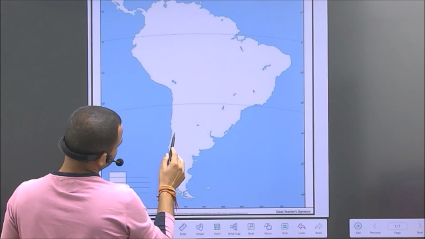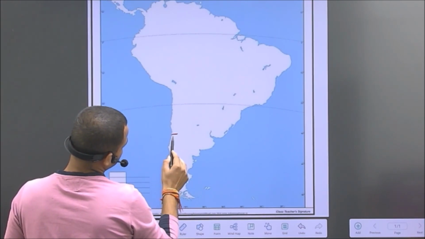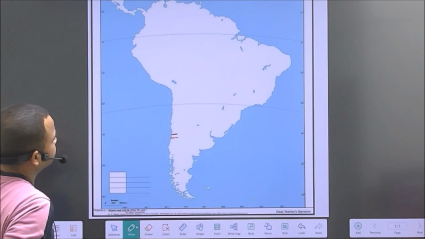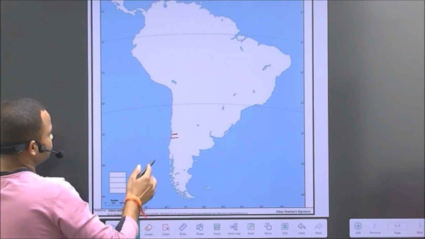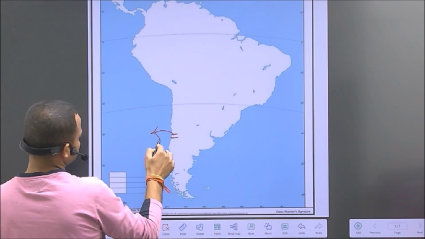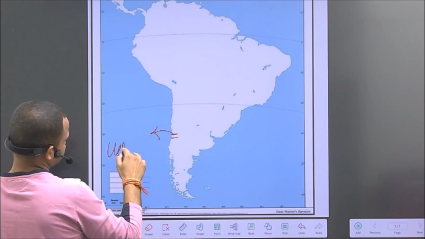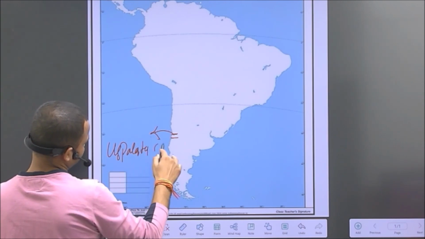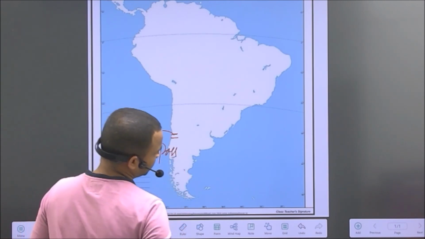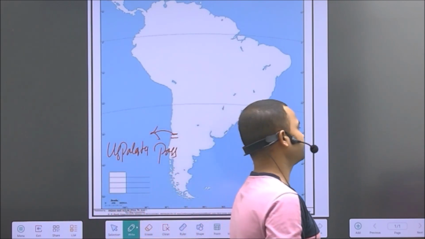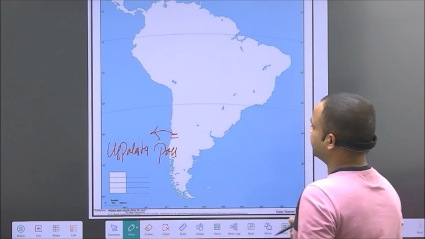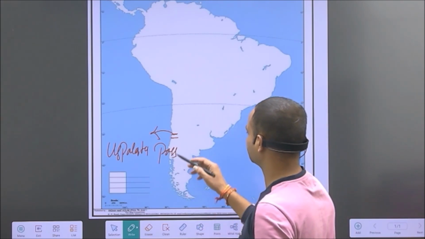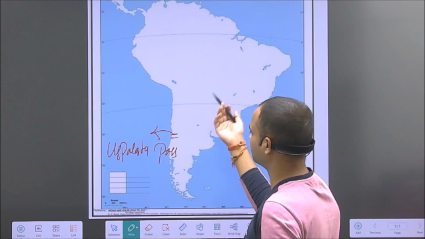In this place of Chile and Argentina, the Uspallata Pass is situated, and it is the only region where the Andes mountains break into two parts, a southern part and a northern part.